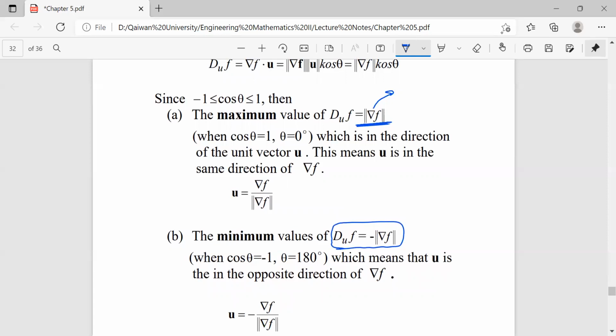And here, the unit vector could be obtained by this formula. We divide the gradient vector by its magnitude. We find the unit vector by dividing the gradient vector by its magnitude.